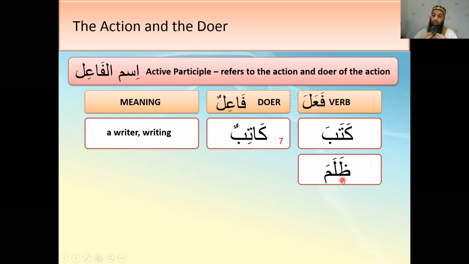So let's just do another example. Dhalama means to oppress. Dhalama means he oppressed. So now how do I say oppressor? I should be able to get this root word, apply this template to it, fa'ilun, and get a new word here. And that new word is the one who does that verb. So kataba became katibun. Katibun is the one who does that verb. So it's a writer. So dhalama, what does dhalama become? If you apply that template, okay, good, you've got it. Oh, shabash, you've already started writing them down. That's good, good.